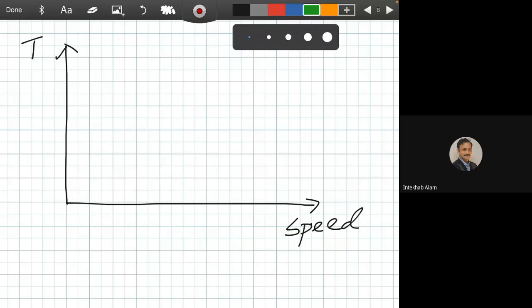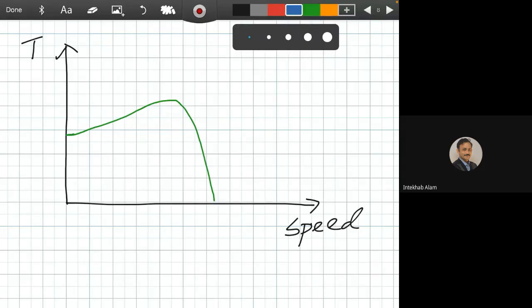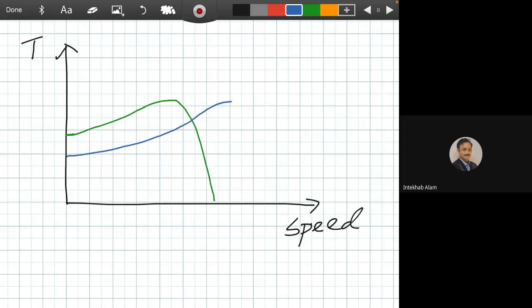We can reduce the input voltage and input frequency in this form, and after that we have increased the frequency and the voltage, and after that we have also increased the frequency and the voltage. Okay.